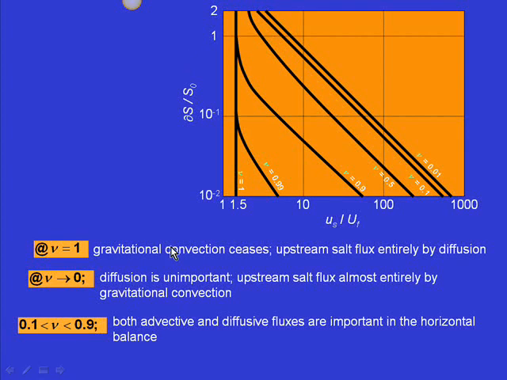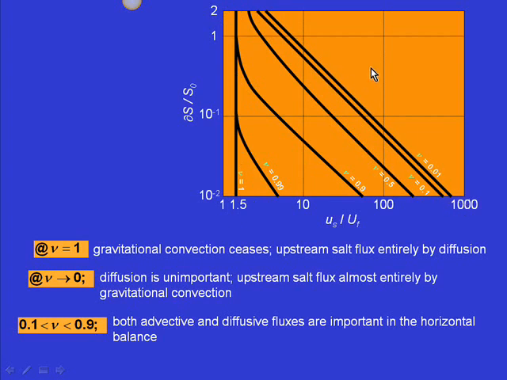So now remember, here's what we said about the diffusive salt flux. When it equals 1, it means that there's no gravitational convection, that all the salt flux is produced by mixing, by diffusive effects. And this is when nu equals 1. It doesn't matter how stratified the system is. All the salt flux is produced by mixing. In the other extreme, you have here where the salt flux is produced by gravitational convection.